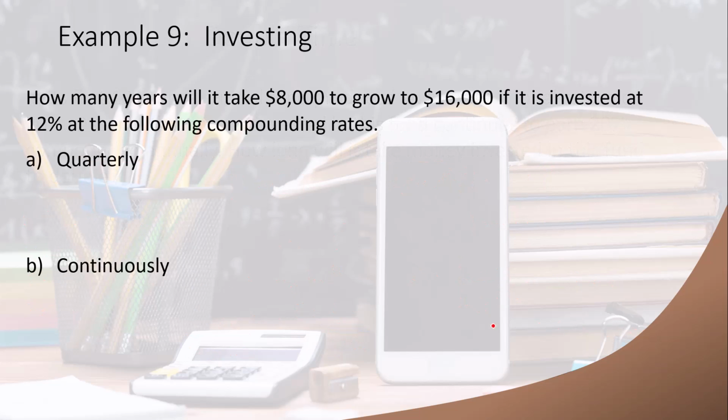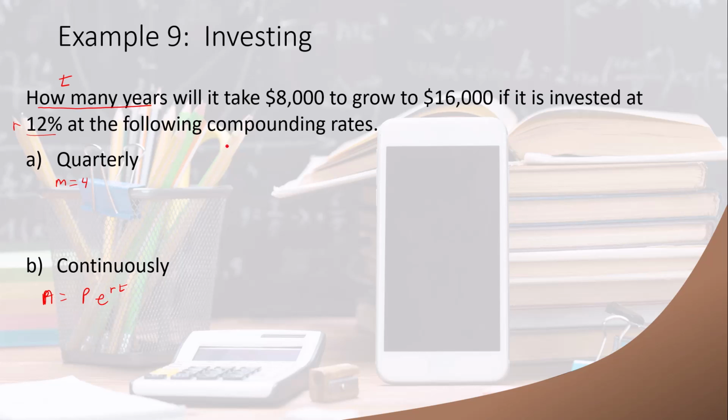And then finally, how many years will it take $8,000 to grow to $16,000 if it is invested at 12% at the following compound rates? So once again, we are looking for t. This is our interest rate, r. As a percentage, we want to know what it is as a decimal. We are going to be looking at a quarterly compounding rate, where m is equal to 4, and at continuous compounding, where your future value is equal to your present value times e to the rt.